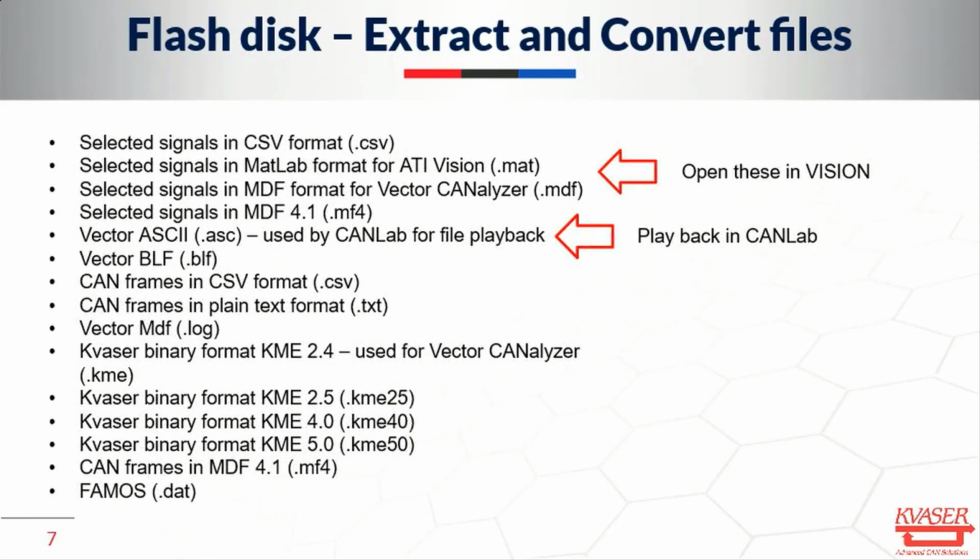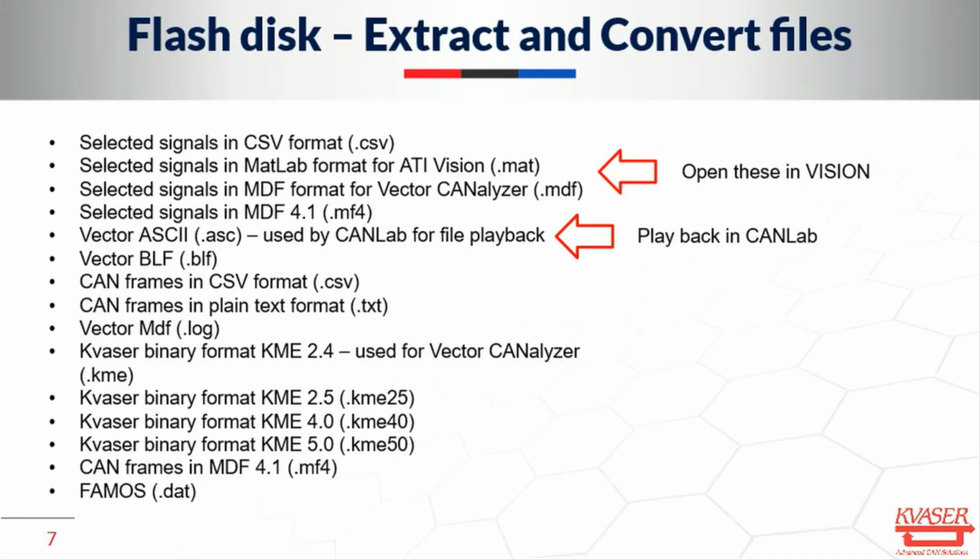So here's a list of the formats that are extractable, and I have red arrows pointing to which ones you would open. I think there are 3 of them there. They're supposed to be highlighted yellow, and they're not. Something the application took out. But open the top 3 in Vision, and then there's one that you open in CANLab to do a playback.